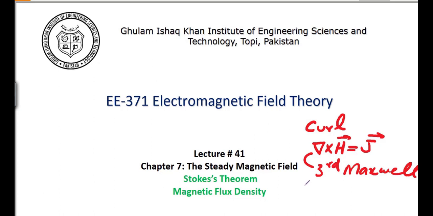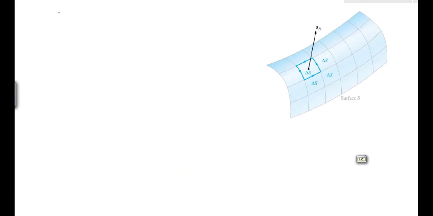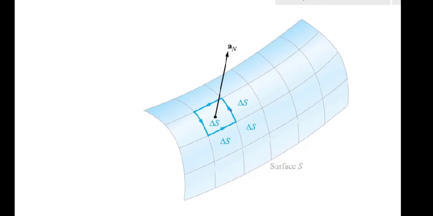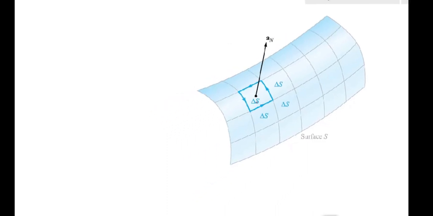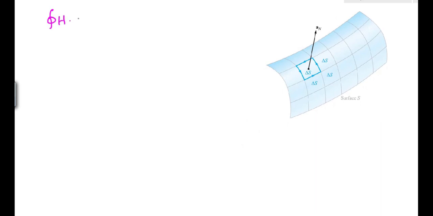Now we will continue with this discussion, and we will study another theorem called Stoke's theorem, and at the end of Stoke's theorem we will discuss the magnetic flux density. To discuss Stoke's theorem, let's consider this surface S, which is subdivided into small differential surfaces, and let's say we apply the definition of the curl on each surface. So we will obtain H dot dl for any particular surface.